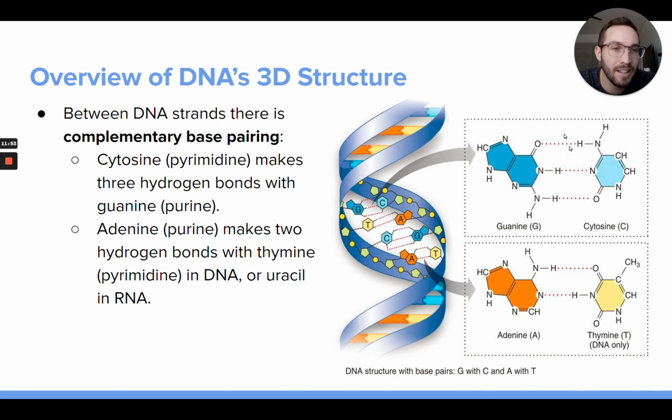Between guanine and cytosine, they form 3 hydrogen bonds with one another. And then adenine and thymine, they are able to form 2 hydrogen bonds with one another. So you can see that here, all of that holding these 2 strands together.